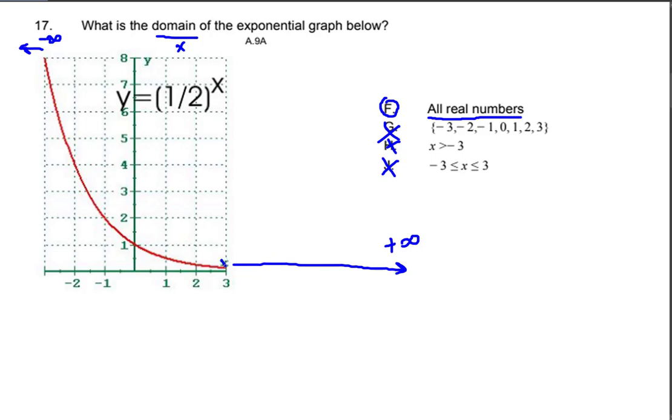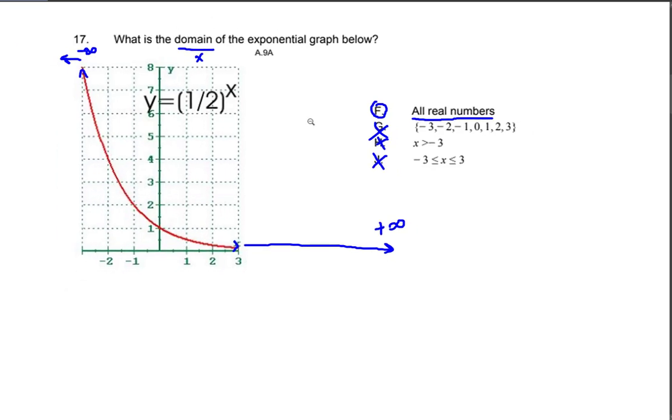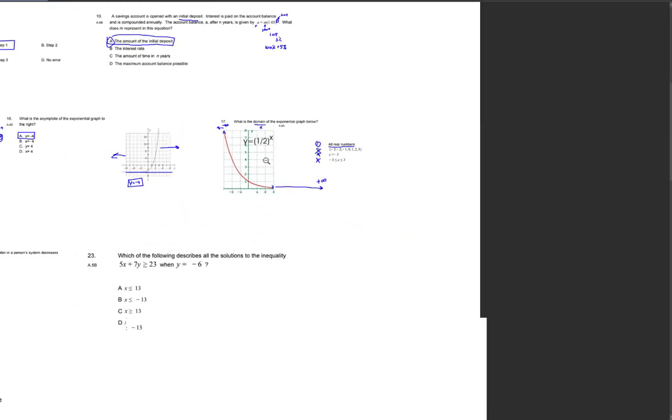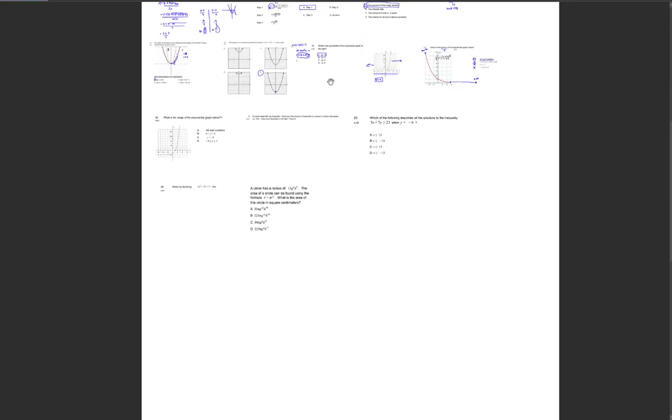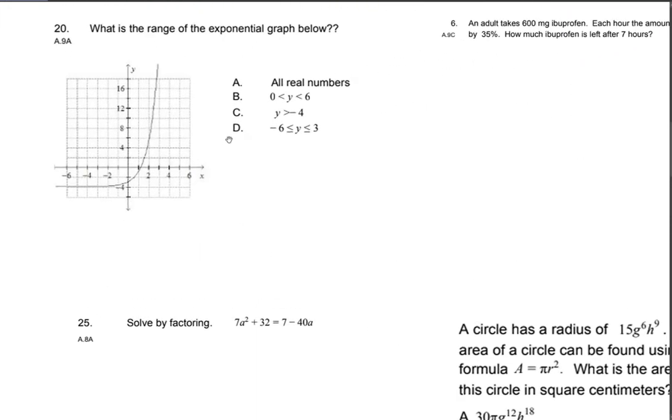I don't like that they did not put their arrows. That kind of bothers me a little bit, just so you know. But hopefully yours will have arrows. The arrows kind of help tip you off that it does go on forever. Okay, but it is an exponential, so it will. All right, let's keep going.